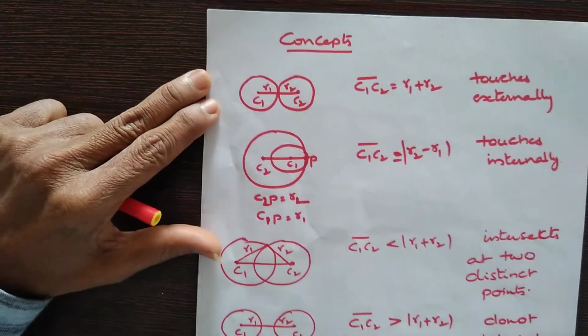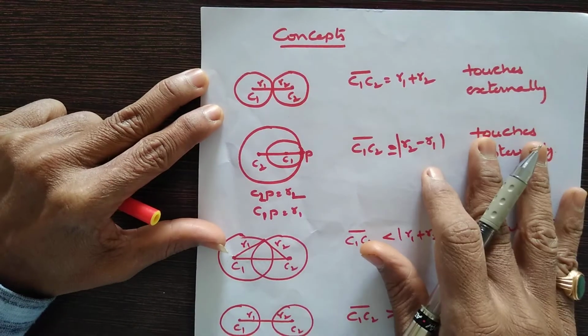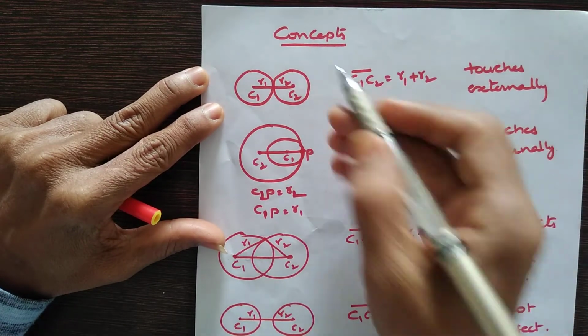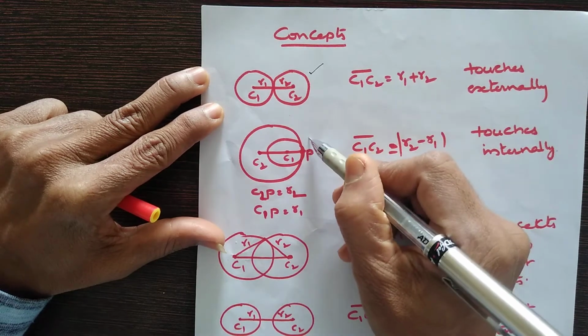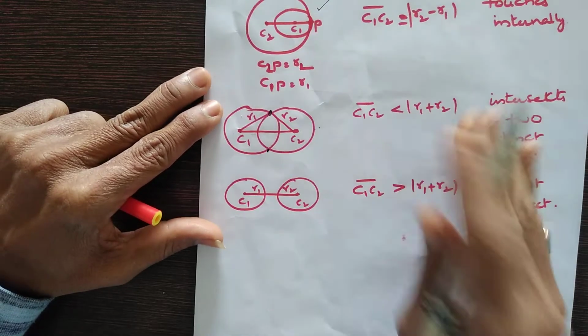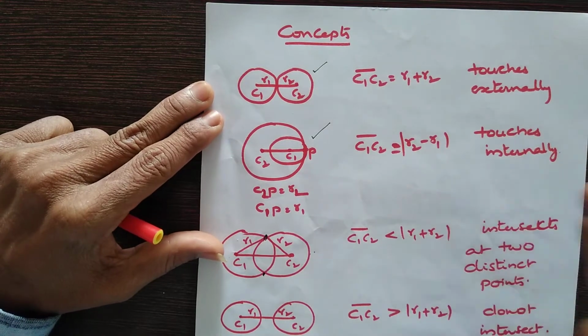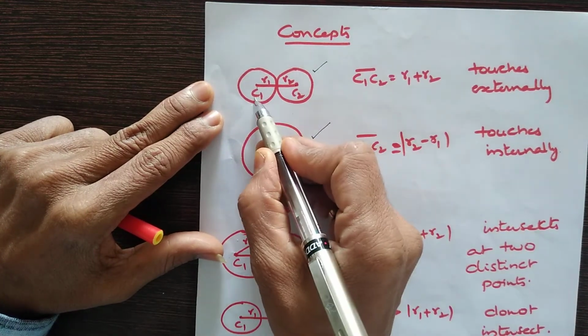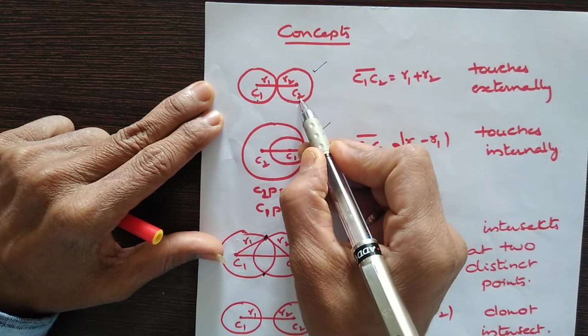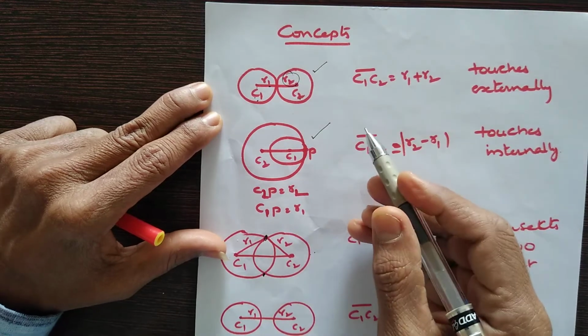Before going to the next question, I would like to say some concepts. Suppose two circles are given. They may touch externally, touch internally, intersect at two different points, or not intersect. See, the conditions will be like this. C1 is the center of the first circle, C2 is the center of the second circle, R1 is the radius of the first circle, R2 will be the radius of the second circle.